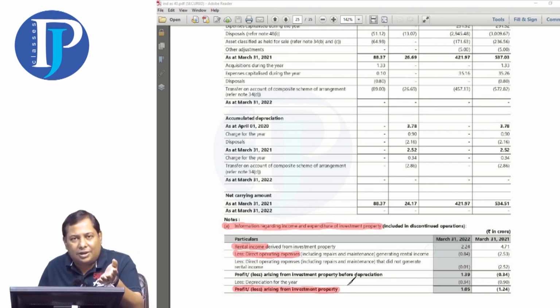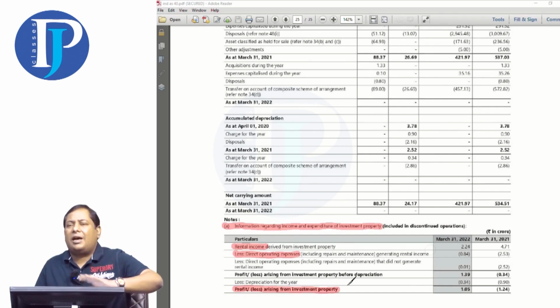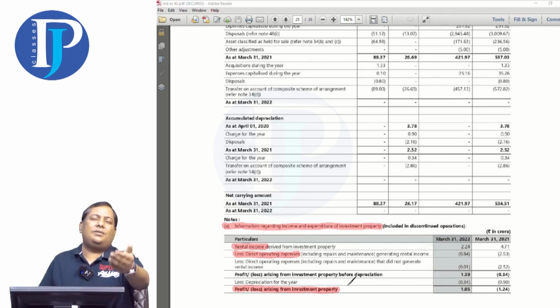The notes to the accounts contain information about the investment property regarding the disclosures we covered. You can see this related information in the extracts. So what is this? This is only the justification of the knowledge. What you have learned is visible here. Okay?